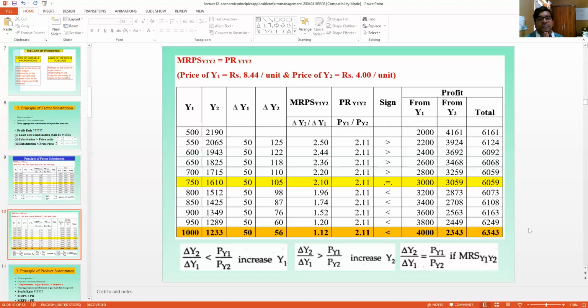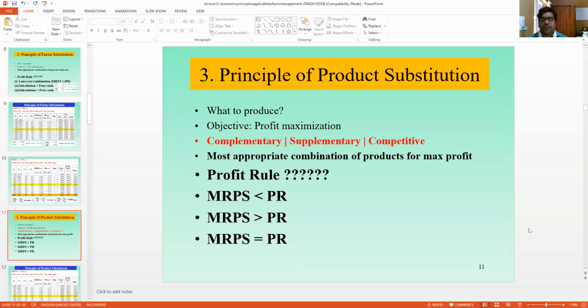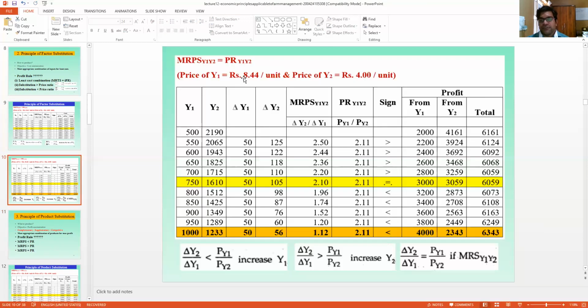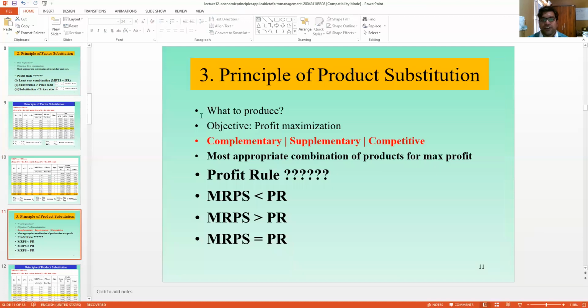And now here, the important thing is, what is MRPS? MRTS we know, right? MRTS is the slope of the isoquant. And what is MRPS? The slope of the PPC. Now, the principle of product substitution. After seeing the example, we are explaining it. Here the decision is what combination to produce which can give maximum returns to the farmer. The objective is profit maximization.